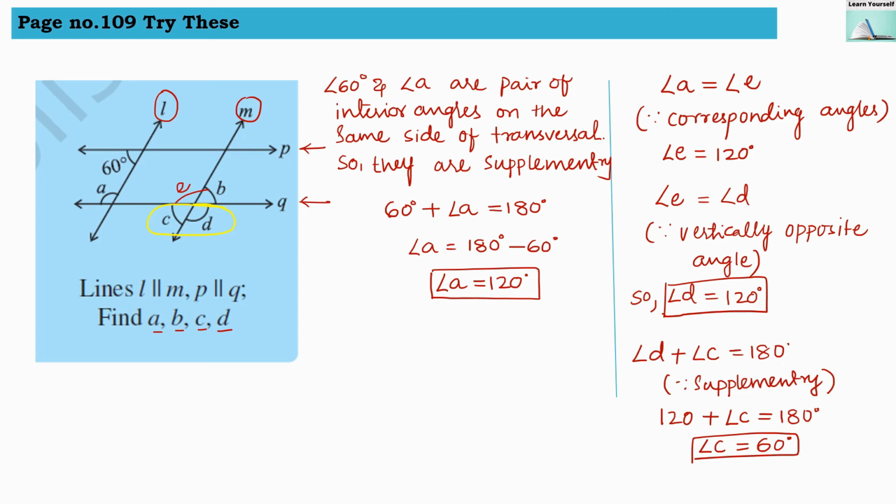Now angle C and angle B, they both are vertically opposite angles. So that's why they both are equal. And that's why angle B equals 60 degree as they are vertically opposite angles. So here we found the measure of all the angles: angle A, angle D, angle C and angle B.